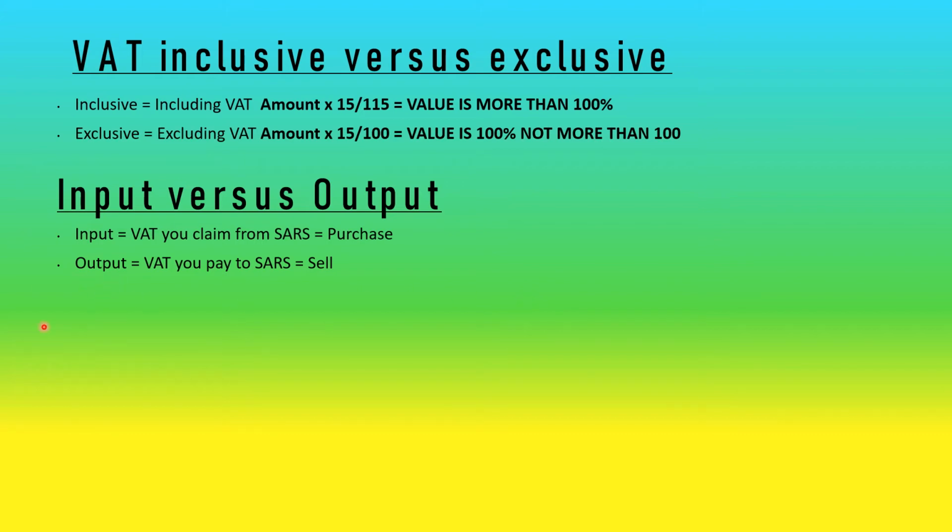Just like that, output VAT is VAT that you pay to SARS and only happens when you sell the product. So when you sell a product to somebody else, you will see you have charged them VAT. Because you charged them VAT, you have to pay the VAT on behalf of them to SARS.